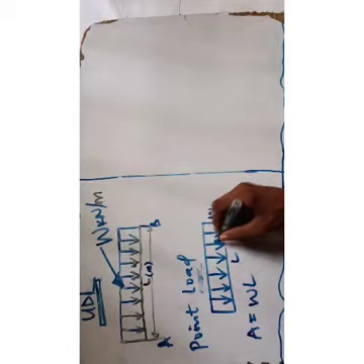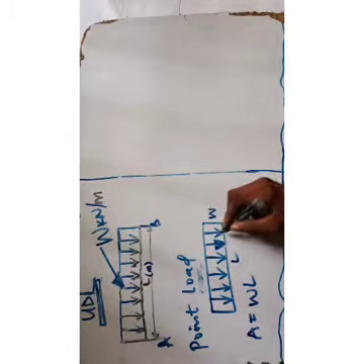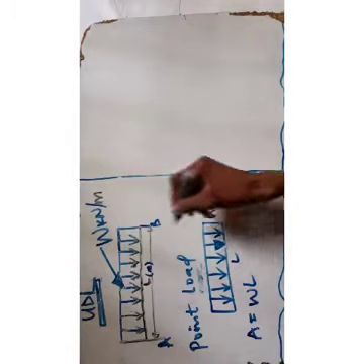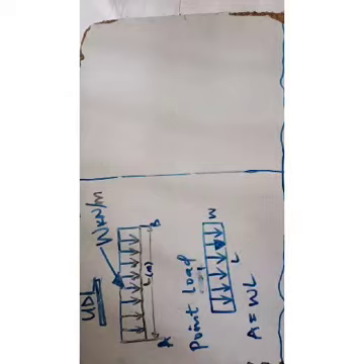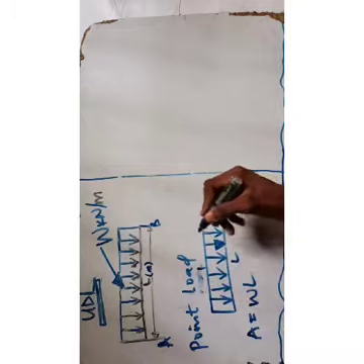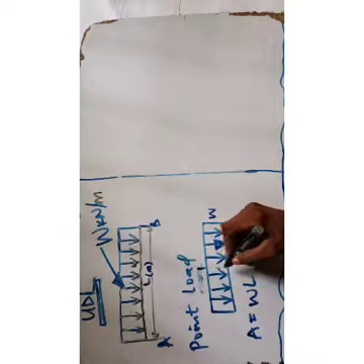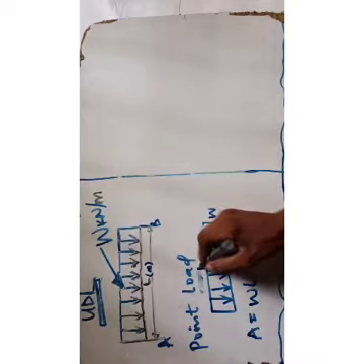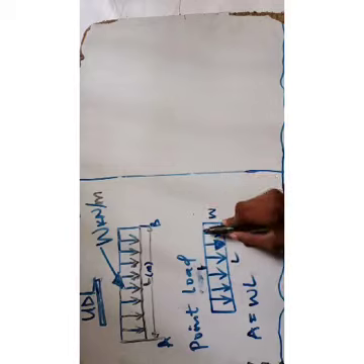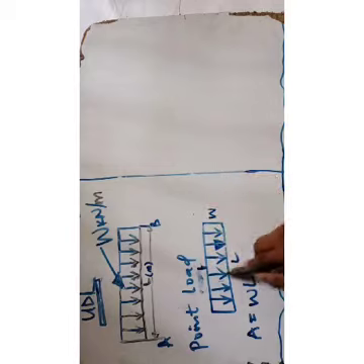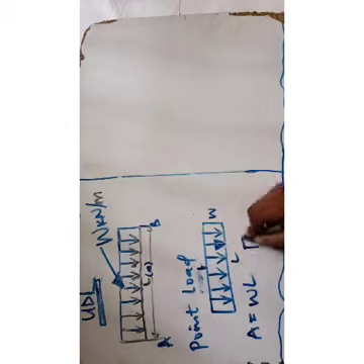Now, whenever you convert UDL to point load, it will always act at the center. That is the center of gravity. So the load will redistribute from each of these points and come to the center. Then you have something like this. It will be at the center. So I come again like this.